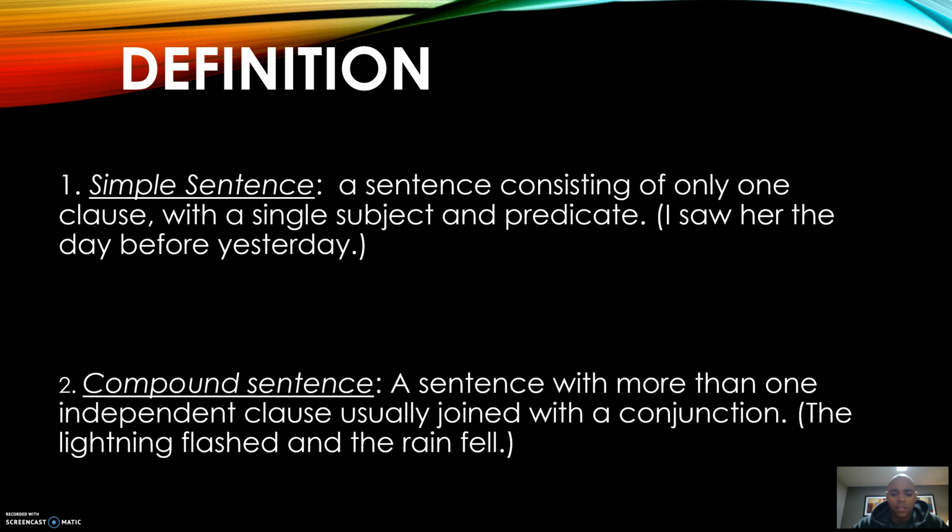Then the compound sentence: a sentence with more than one independent clause, usually joined with a conjunction. "The lightning flashed and the rain fell." You have "the lightning" being the first subject, "flashed" being the verb, "and" being the conjunction, "the rain" being the second subject, and "fell" being the second verb. So two subjects, two verbs, two simple sentences, essentially making one compound sentence.